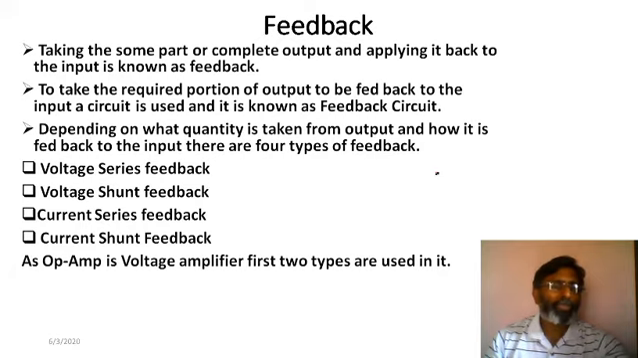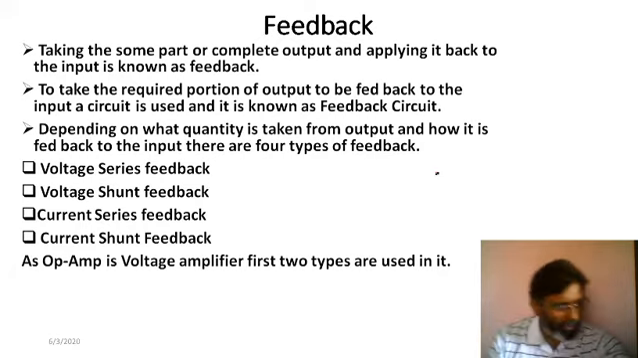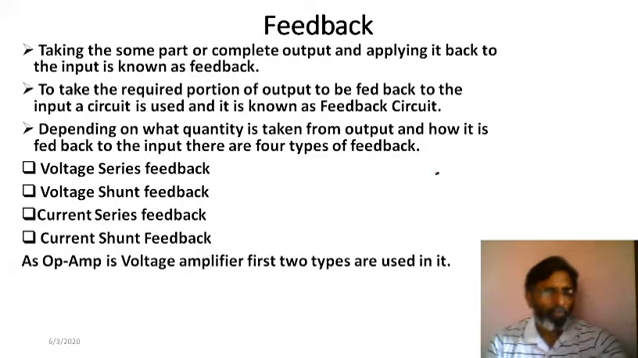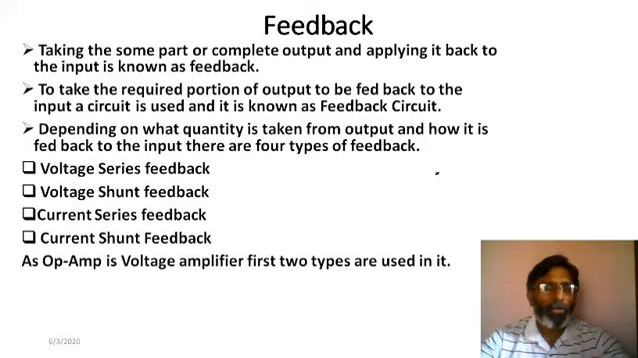So voltage series or voltage shunt means what? Here the output signal which we feed back to the input is the voltage, and in current feedback the output signal which we feed back to the input is the current. Then series feedback means what? If your feedback signal is in series with the existing input, we call it series feedback. If your feedback signal is in parallel with the existing input, we call it shunt feedback. So accordingly, these are the 4 types. Now, as our op-amp is a voltage amplifier, in op-amp only the first 2 types of feedback, voltage series and voltage shunt, are used.